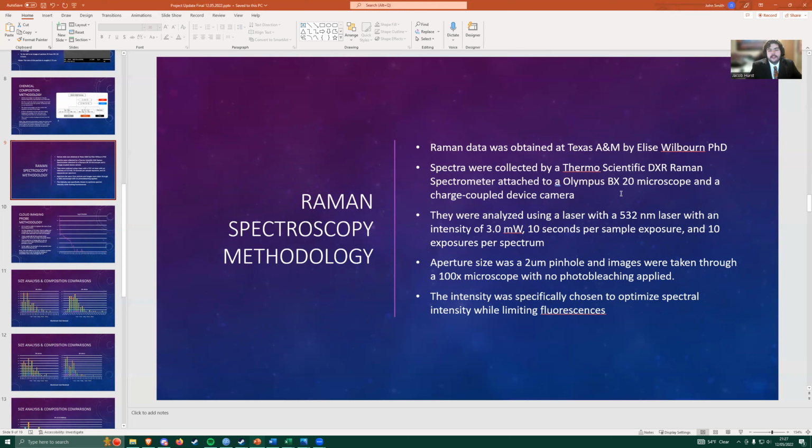Okay. So aperture size was at 2 micrometers and it was a pinhole. And then the images were taken through a 100 times microscope with no photo bleaching applied to them. This intensity was specifically chosen by us to optimize the spectral intensity while limiting our fluorescence, and it also minimizes the damage done to the sample by doing the Raman on it.